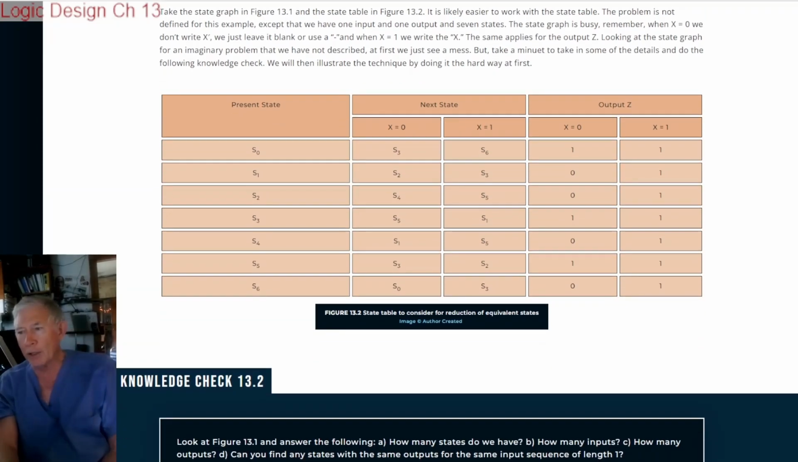If our first input is a 0, we're going to S2, and in S2 we're still in group 1, 2, 4, 6. For S2, on a 0, we're going to S4. That's still in 1, 2, 4, 6. For S4, we're going to S1. Okay, that's still in 1, 2, 4, 6. And for S6, we're going to S0.